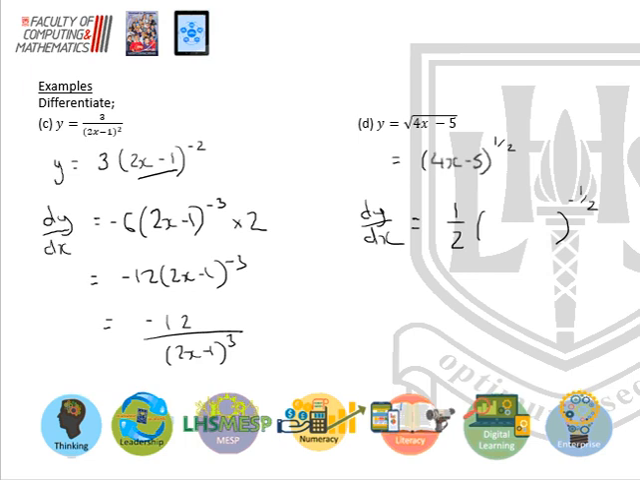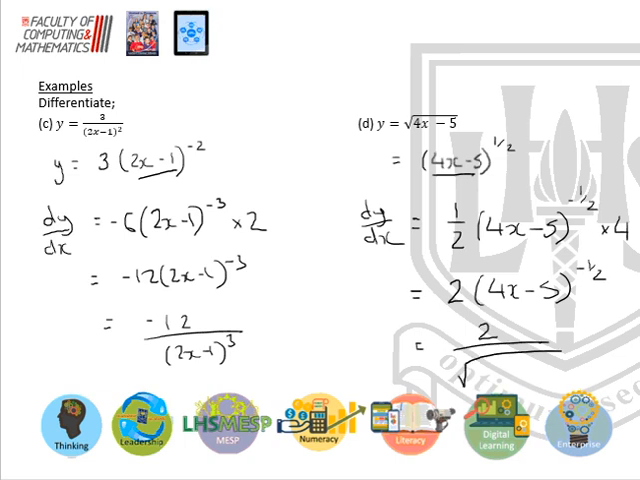Your bracket's going to stay as 4x minus 5. You then go back into your bracket and differentiate what's there. In this case, that'll give you a 4. And then you can just tidy up. So half times 4 will be 2 times that bracket. If you wanted to do it properly rearranged, the negative will send it to the bottom and the half will turn back into a square root. So that's your differential there.